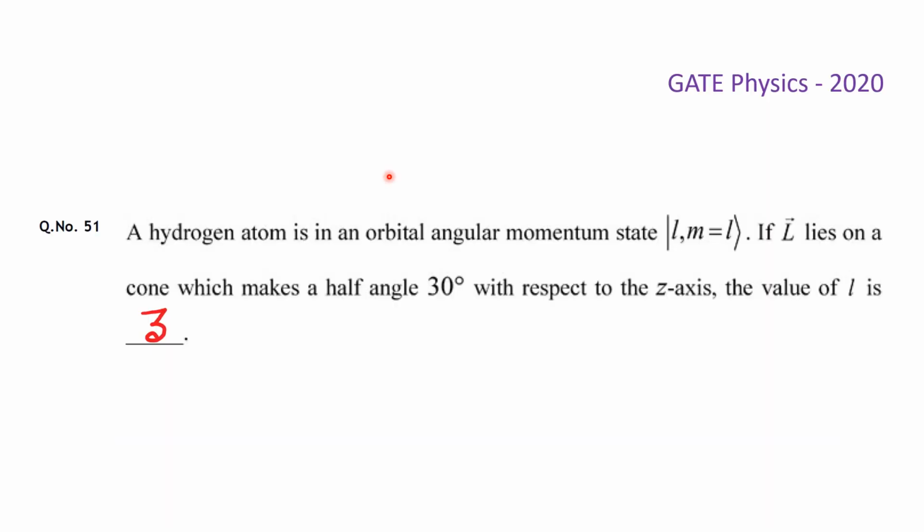So according to our solution, for this state |l, m⟩, where m = l, the value of l is 3, in which the angular momentum vector L lies on a cone which makes a 30 degree angle with respect to the z axis.